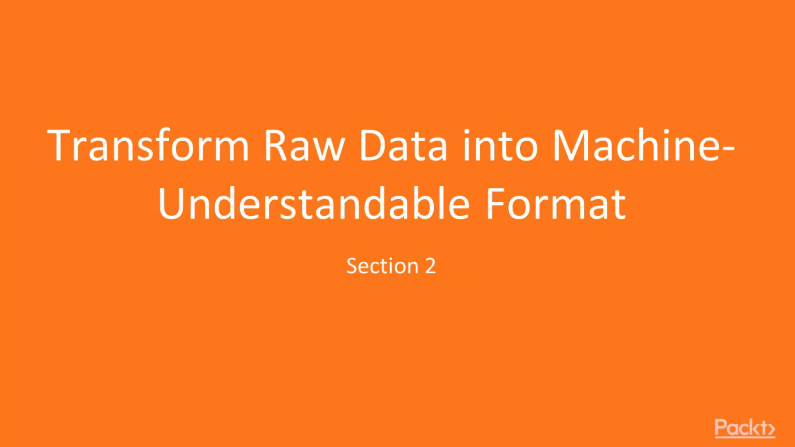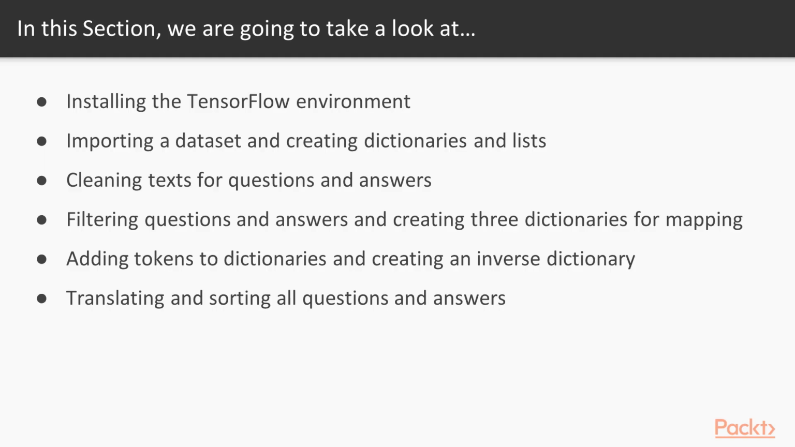Hello and welcome back everyone to the second section of this deep natural language processing course, that is, transform raw data into machine understandable format. In this section, we are going to take a look at how to install the TensorFlow environment. Then we will import our dataset and create dictionaries and lists. After that, we will clean text for questions and answers. Then we will filter out our questions and answers and create 3 dictionaries for mapping. Next, we will add tokens to dictionaries and create an inverse dictionary. And lastly, we will translate and sort all the questions and answers.